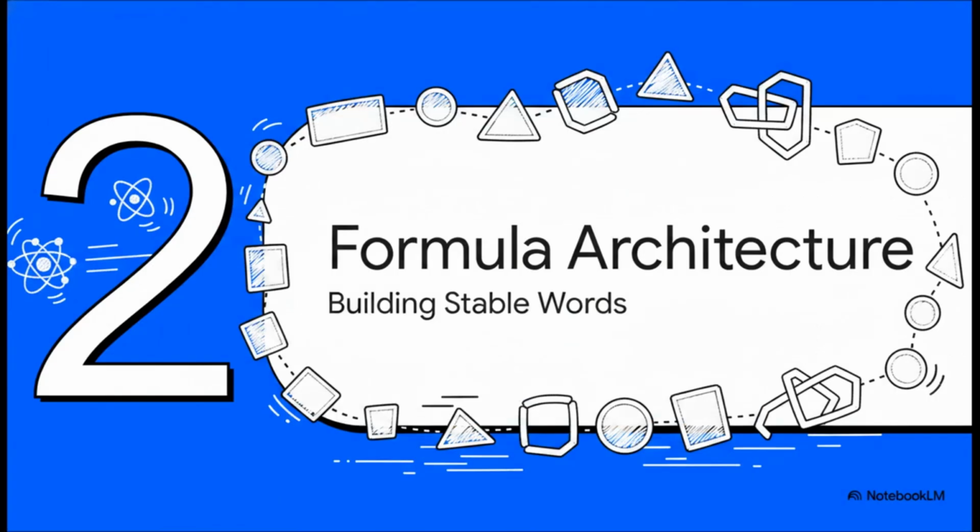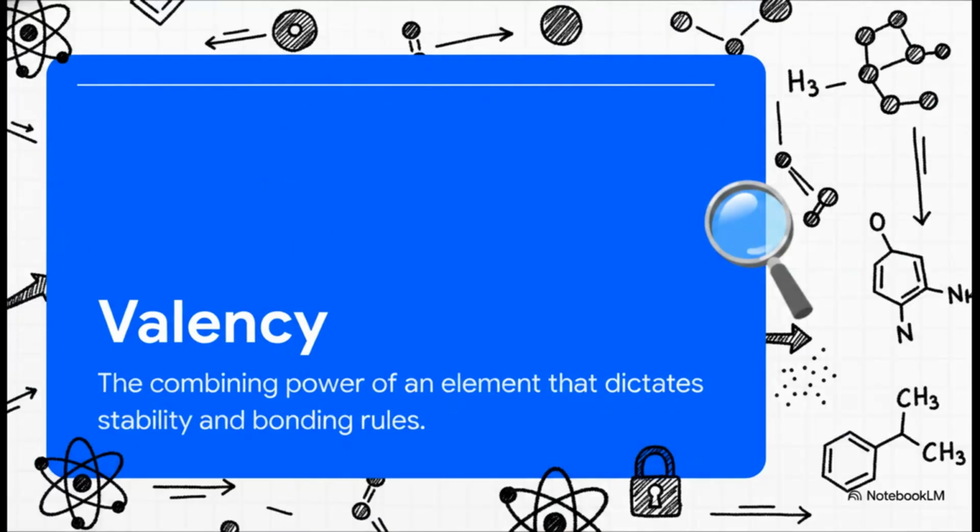Moving right along to Section 2, Valency and Formula Architecture. Let's see how this syntax translates those individual elemental letters into stable chemical words. Because, frankly, atoms don't just mash together randomly. They are strictly governed by something called valency. You can think of valency as the master key of our chemical syntax. It represents an element's combining power, basically how many electrons an atom needs to gain, lose, or share to reach ultimate stability. By strictly enforcing these mathematical rules of atomic bonding, valency is what prevents us from creating chemical gibberish.